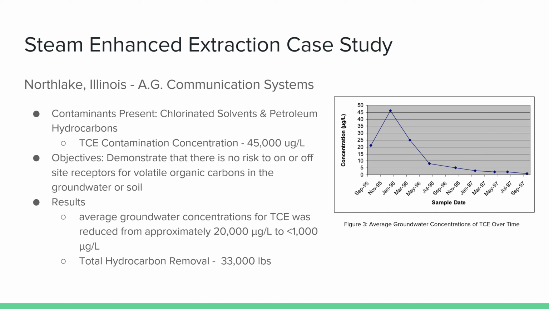Most wells showed a reduction of TCE of over 90%, being reduced from about 20,000 micrograms per liter to less than 1,000 micrograms per liter. The total hydrocarbon removal for the SEE system was 33,000 pounds. About 2/3 of the contaminant mass was removed as vapor. This resulted in showing that steam-enhanced extraction improves the rate of hydrocarbon removal. The site completed remediation due to the soil under the building and the groundwater exceeding the remediation goals.